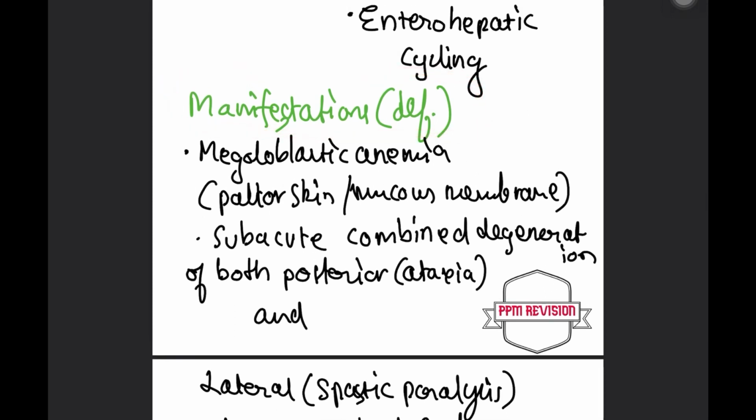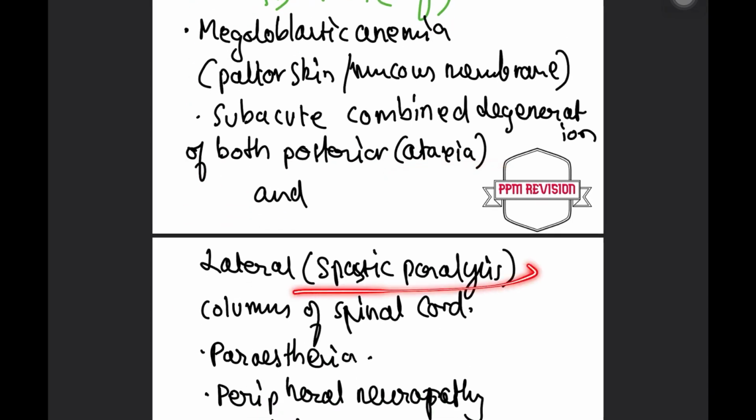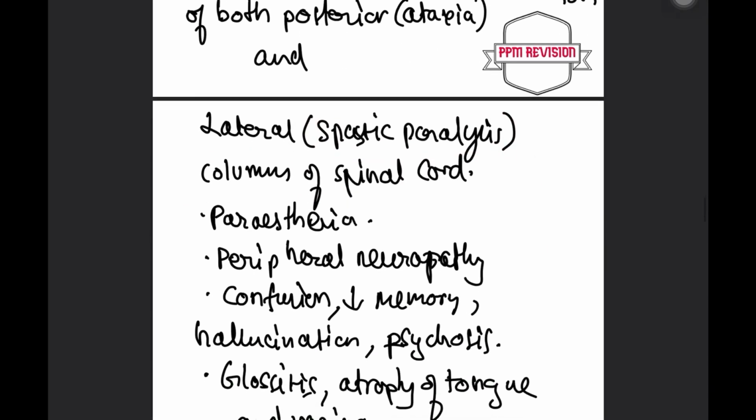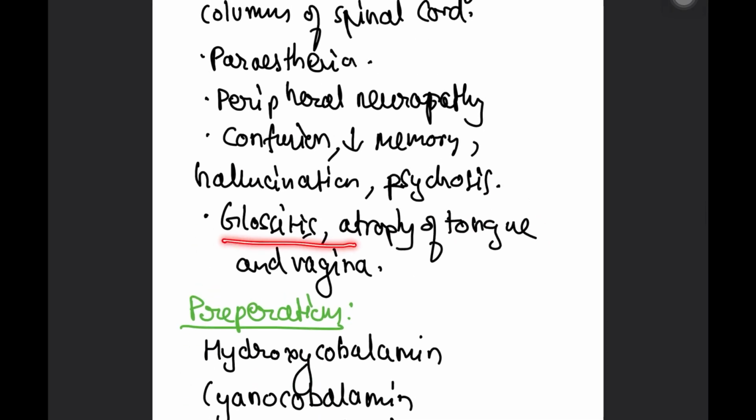Talking about manifestations, it manifests as megaloblastic anemia, which can be seen by pallor of the skin and mucous membrane, and also subacute combined degeneration of both posterior and lateral columns of the spinal cord, with ataxia and spastic paralysis. Then paresthesia, peripheral neuropathy, confusion, decrease in memory, hallucination, psychosis. And also glossitis, atrophy of tongue and vagina.